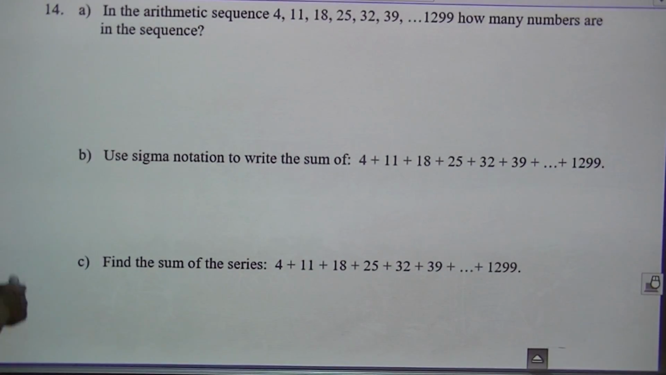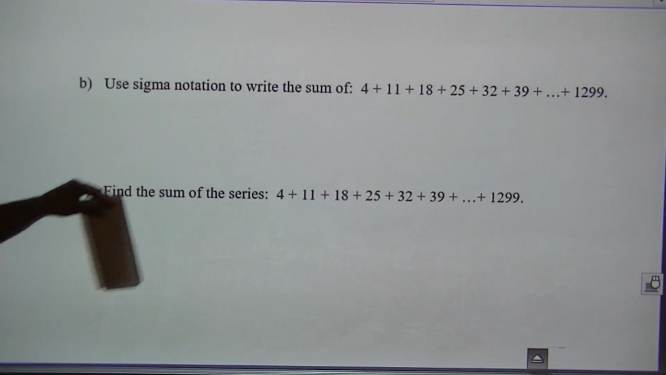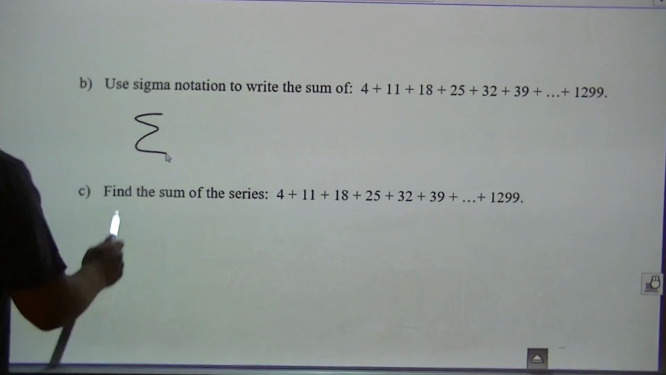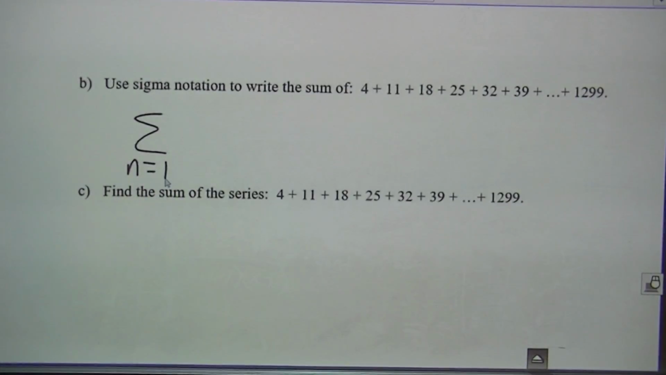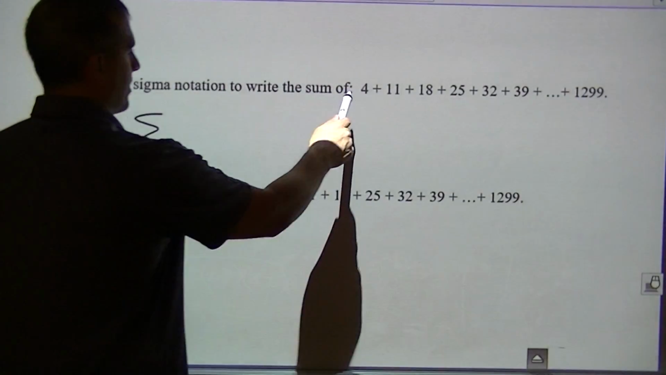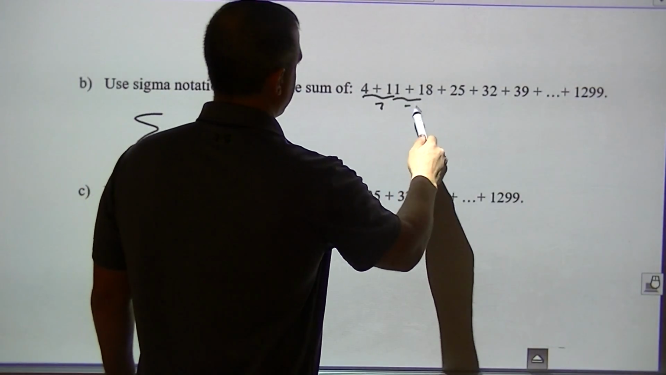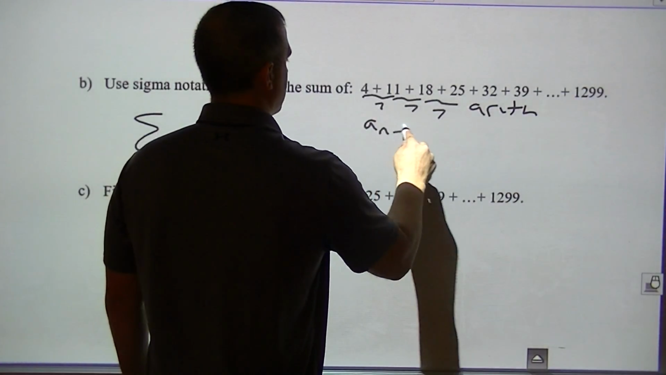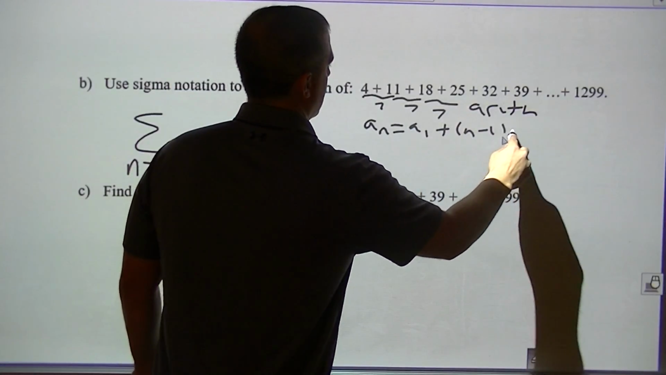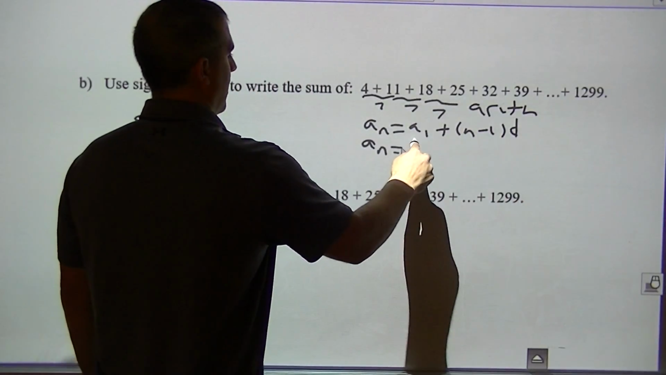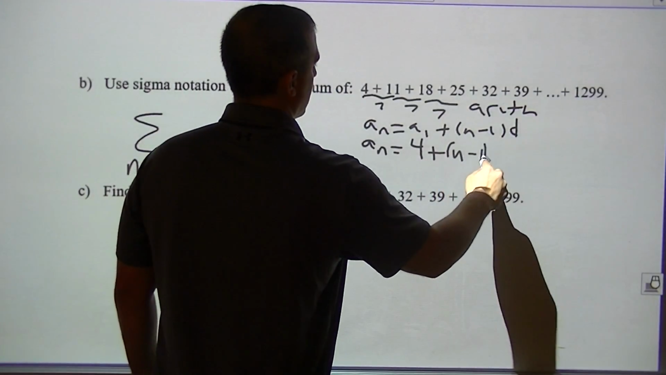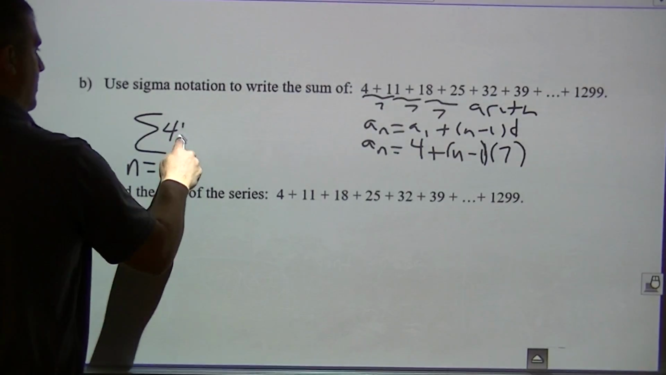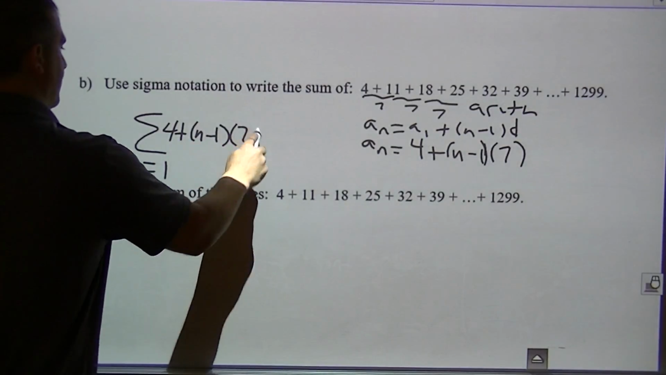Use sigma notation to write the following. I got n equals 1. Now what I need is the formula. Looking at this, what's going on here? That's 7, that's 7, that's 7, so I know that's arithmetic. My basic arithmetic formula is this, and I can start putting information in. I got 4 plus n minus 1, with the 7 being the difference, since it's going up 7. So that's what I've got for a formula.